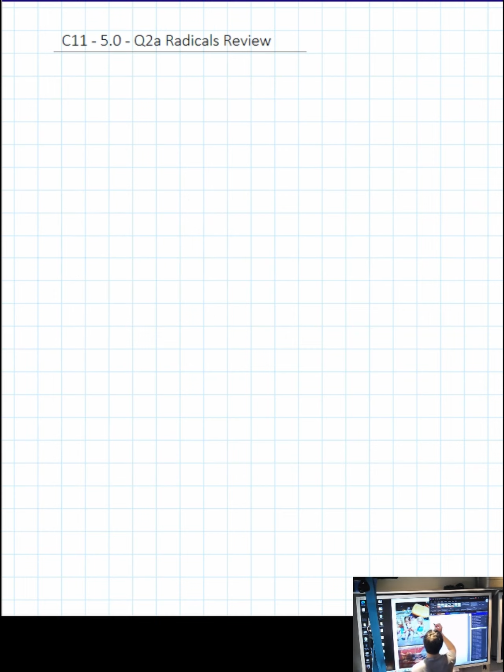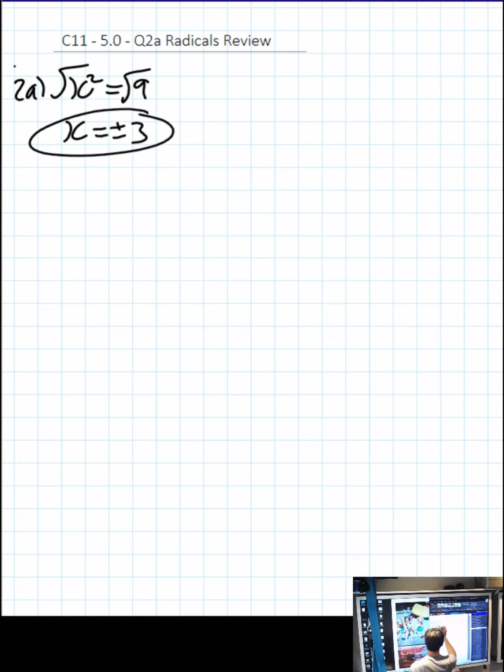Okay, we have 2a. So we have the question x squared equals 9. Now to reverse a squared, we simply square root both sides. So the answer is x equals plus minus 3. We have to include plus minus 3. So let's check this. Let's circle our answer. And then off to the right, let's check our answer.